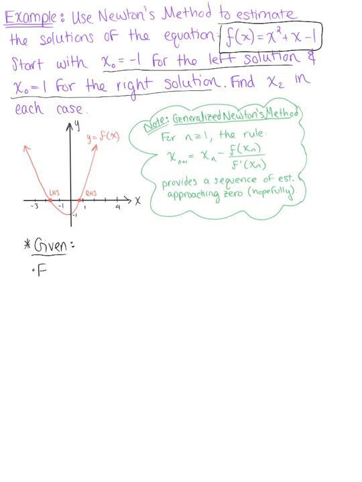So, to get us started here, let's think about what we're given. So we have our function being defined as the quadratic f of x is equal to x squared plus x minus 1. And using this, we can find the derivative f prime of x, which is 2x plus 1. So we'll start with our left-hand side solution.